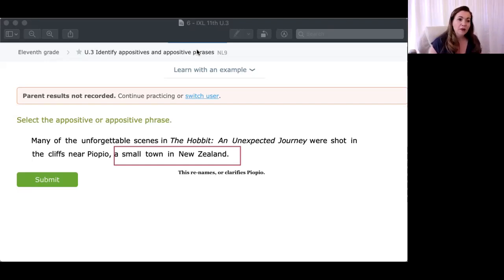So in this example: many of the unforgettable scenes in The Hobbit: An Unexpected Journey were shot in the cliffs near Piopio, a small town in New Zealand. So a small town in New Zealand is clarifying or renaming what Piopio is. And that's why this is an appositive phrase.